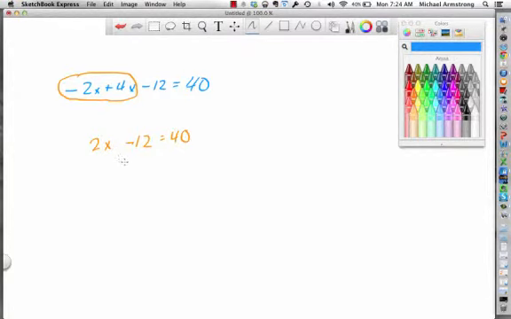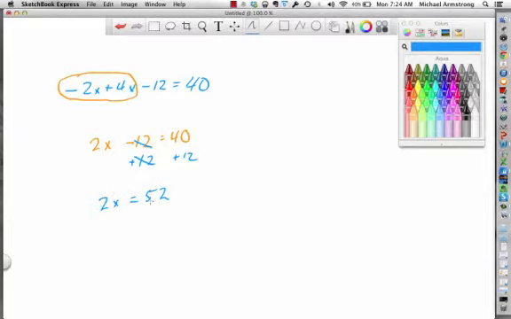Then the next step is just what we're used to doing. Do the opposite function. If we're subtracting 12, we're going to add 12 to both sides. And then we're going to get 2x. See, negative 12 and a positive 12 cancels out, it becomes 0. And 40 plus 12 is 52. Okay, so we're working our way towards getting the x by itself. Now we're down to a 2x.